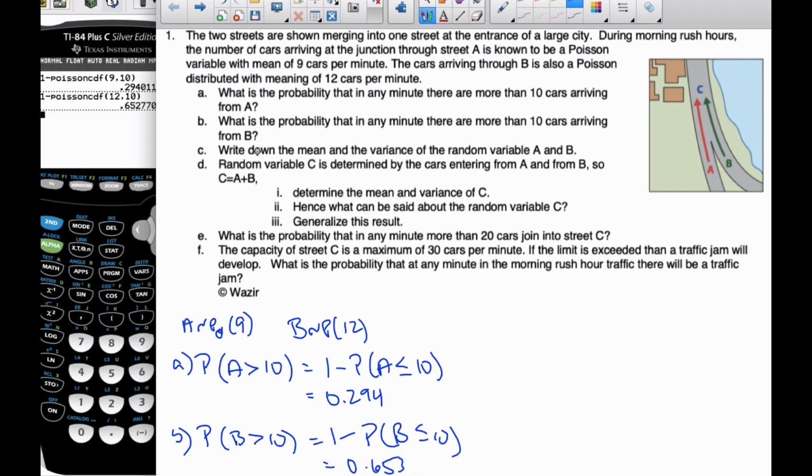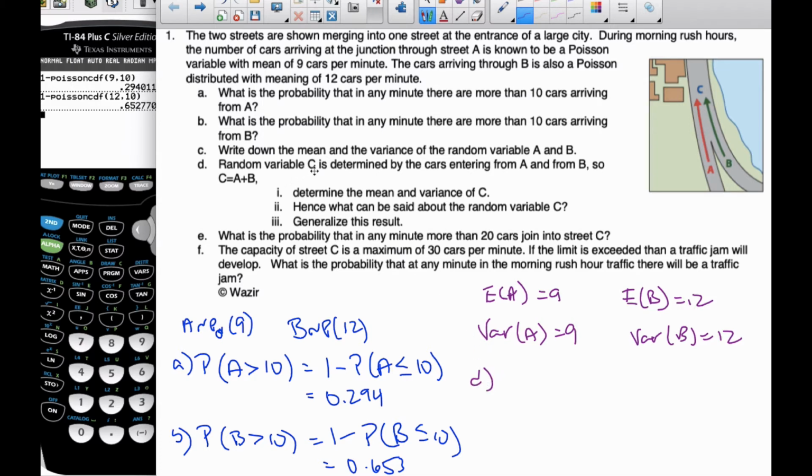Now for part C, it says write down the mean and variance of the random variables A and B. Well, if we remember, the expected value of A is 9. The variance, if it's a Poisson distribution, is also 9. Variance and the mean are equal for Poisson, and that's part of the definition of Poisson. Similarly, the expected value for B is 12, and therefore the variance of B is also 12.